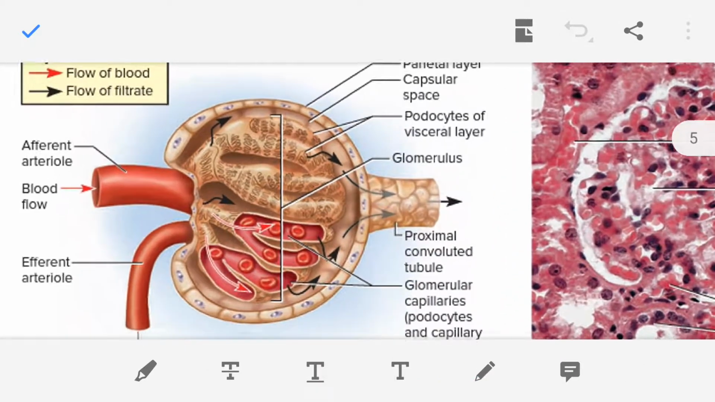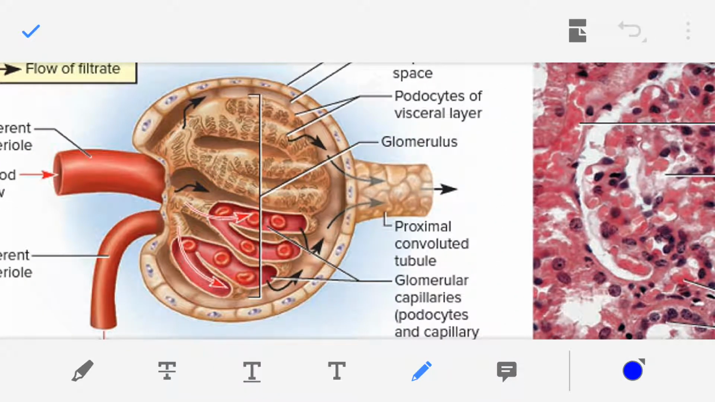And since the wall of the capillary is thin, the plasma components of the blood present in the capillary ooze out. From blood plasma, water comes out, waste material comes out, nutrients come out, and some ions come out. All these components, water, waste material, nutrients, and ions together, are known as the filtrate fluid.